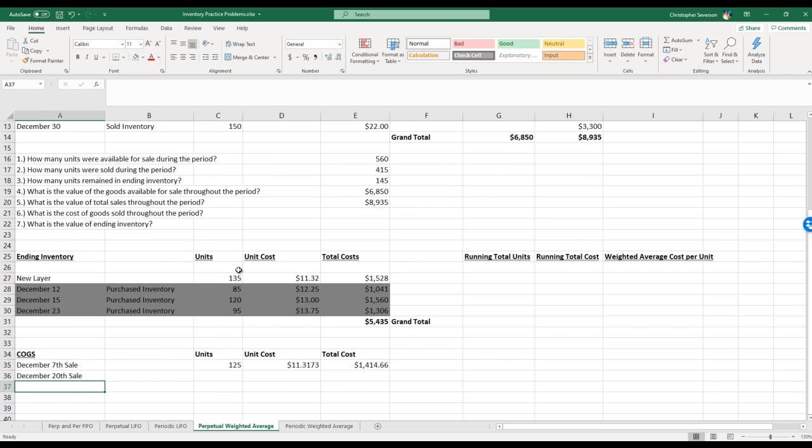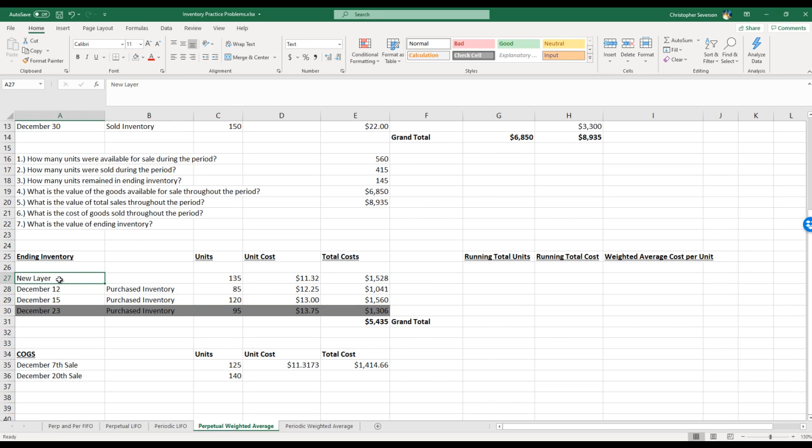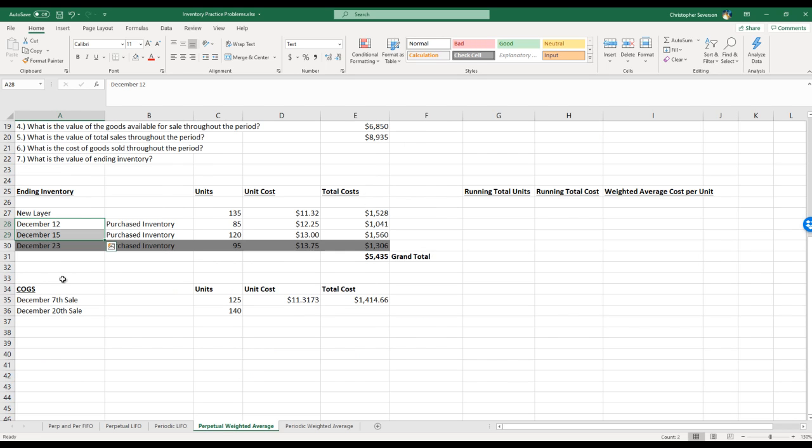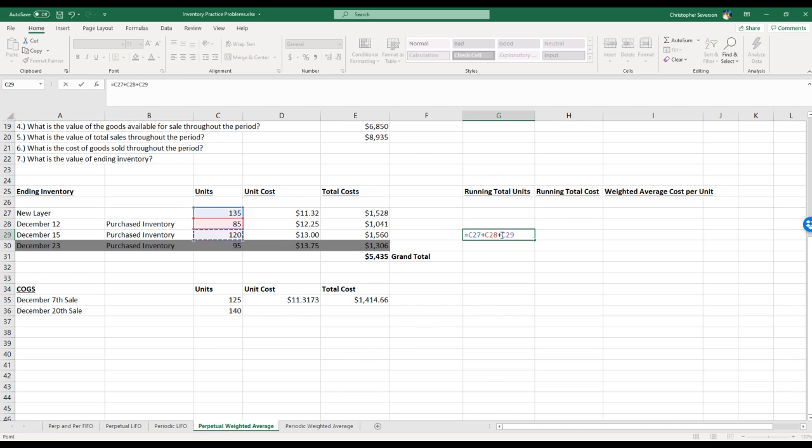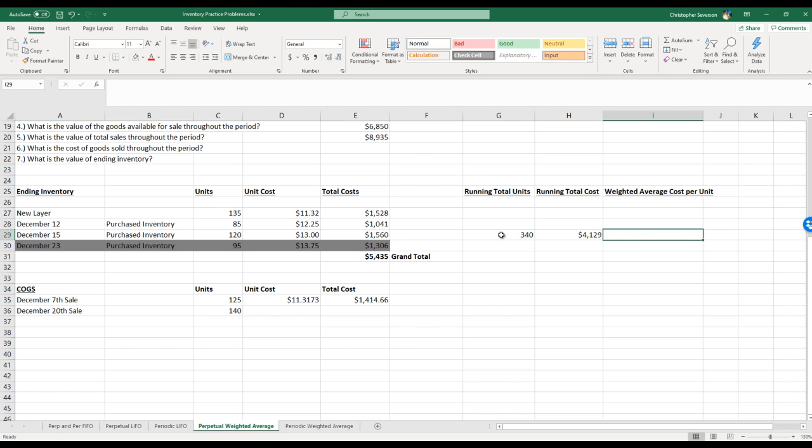Right off the bat, we know we're going to sell 140 units, so we might as well hard code that in. These 2 new layers are now available. The original new average layer plus these 2 additional layers are available by the time we do the December 20th sale. So again, what we need to do is create a running total of units and a running total of the cost and get a weighted average cost per unit. Cost divided by units.